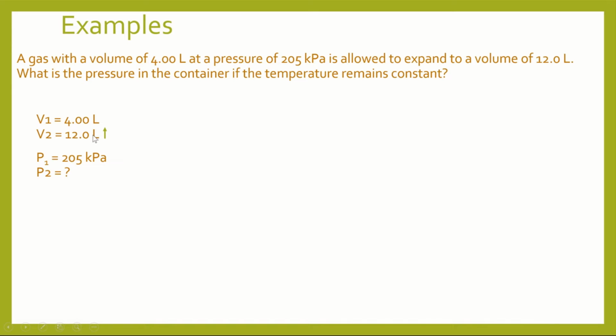Again, we have to think this through. Volume went up from 4 liters to 12 liters. So we're going to expect our pressure to go down. Inverse relationship. I'm going to set up my factor label, question mark, kilopascals is equal to 205 kilopascals. And now I want a ratio that's going to give me a smaller number. If I want a smaller number, that means I want the smaller number on top and the larger number on the bottom. So 4 goes on top, 12 on bottom, 205 times 4 divided by 12, 68.3 kilopascals will be our new pressure.